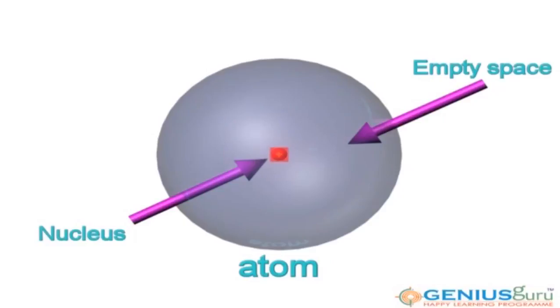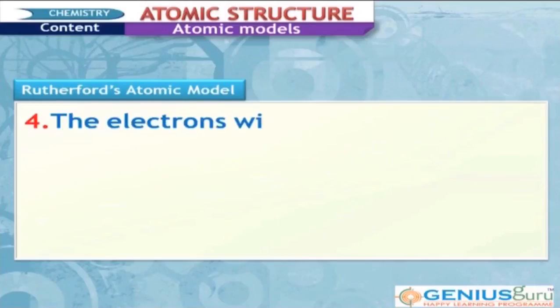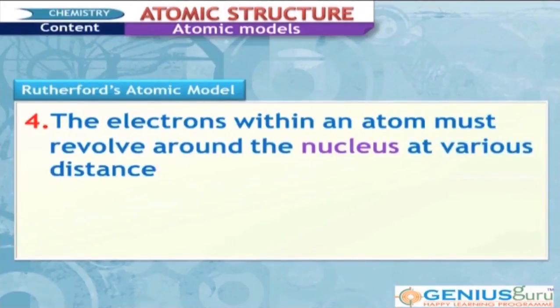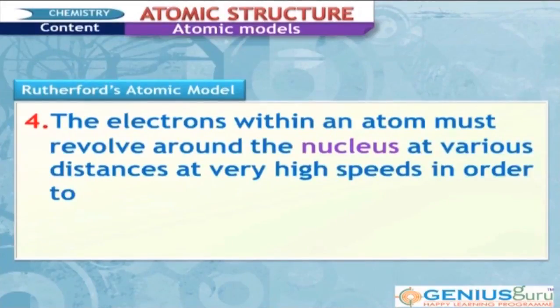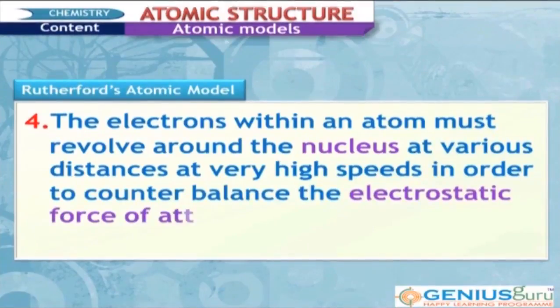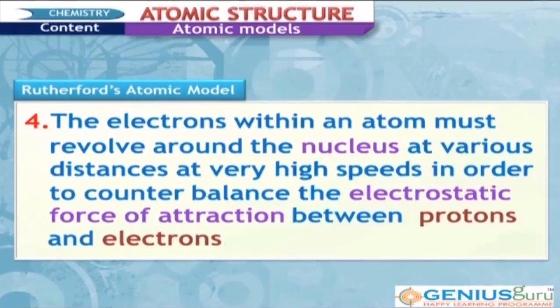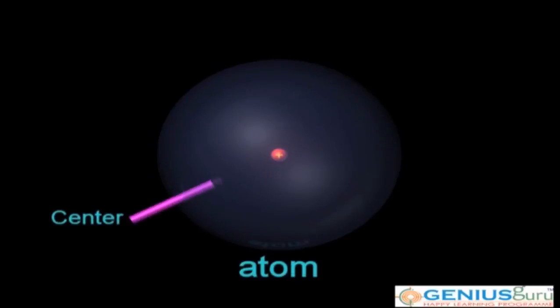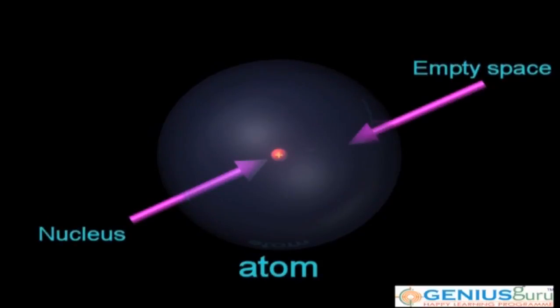Next one is, the electrons within an atom must revolve around the nucleus at various distances at very high speeds in order to counterbalance the electrostatic force of attraction between the protons and electrons. Now coming to the electrons, we have accommodated the nucleus. Now what is the position of the electrons in the Rutherford atomic model? These electrons are moving around the nucleus at various distances with a high speed so as to balance the electrostatic force of attraction between these two.